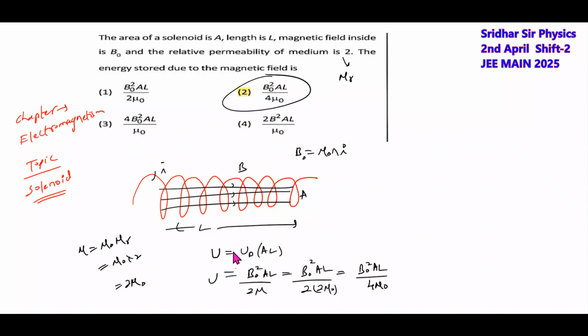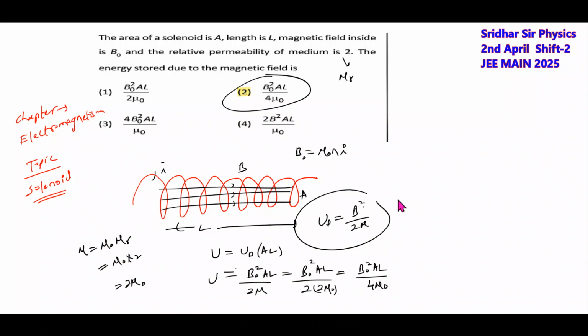Simple idea. The formula for energy density will be B square by 2 mu. In free space it will be 2 mu naught. In any medium it will be 2 mu naught into mu r. Mu r will be relative permeability, and the relative permeability of the medium is how much given? 2. Just theoretical things, nothing big.